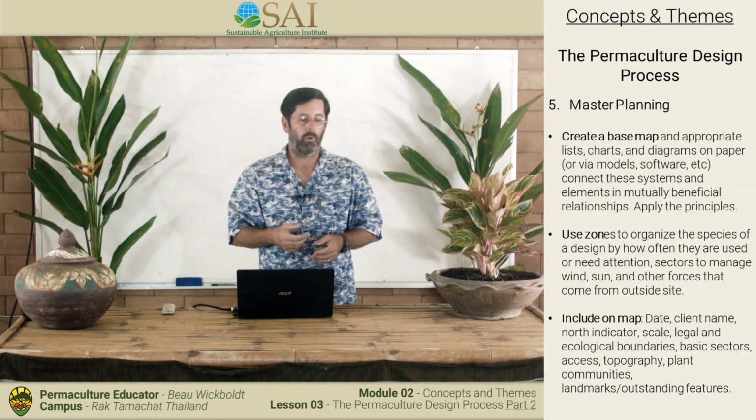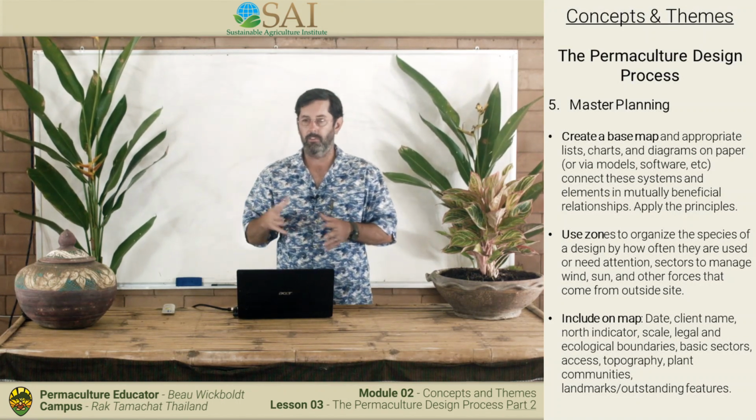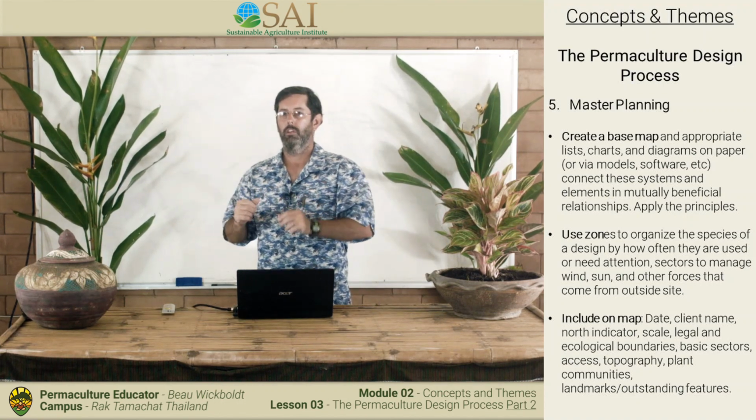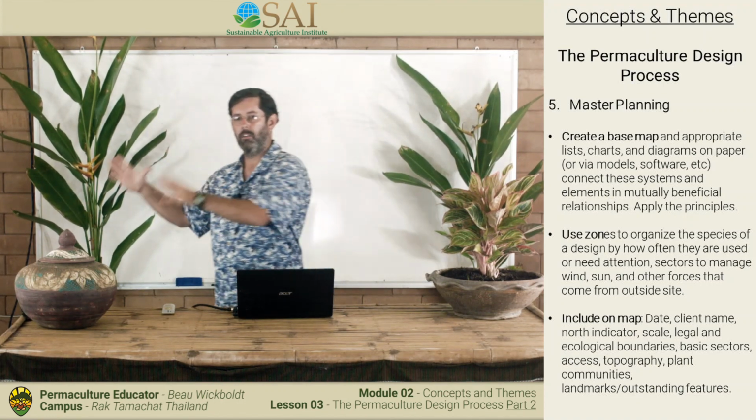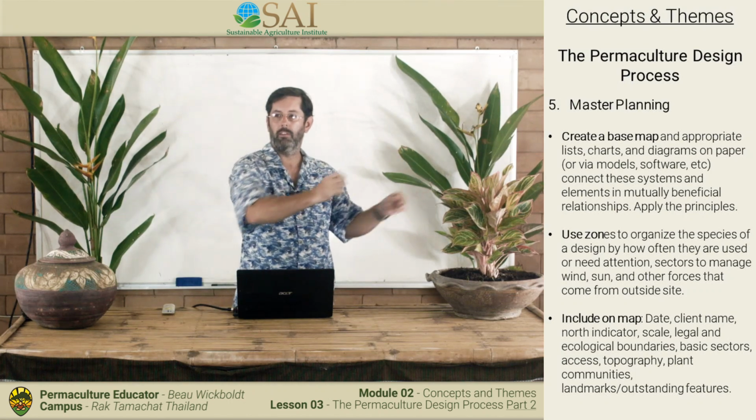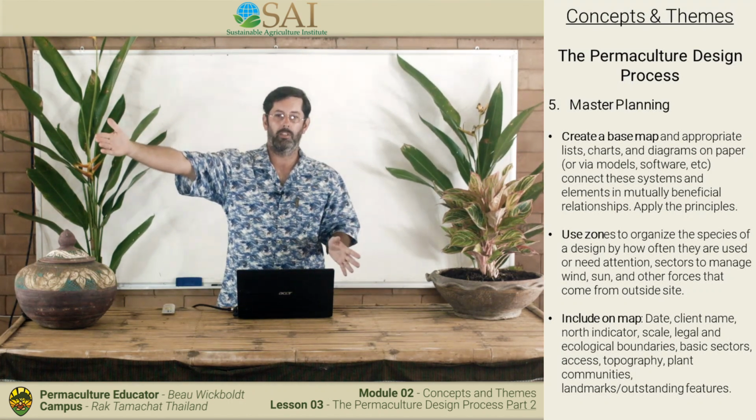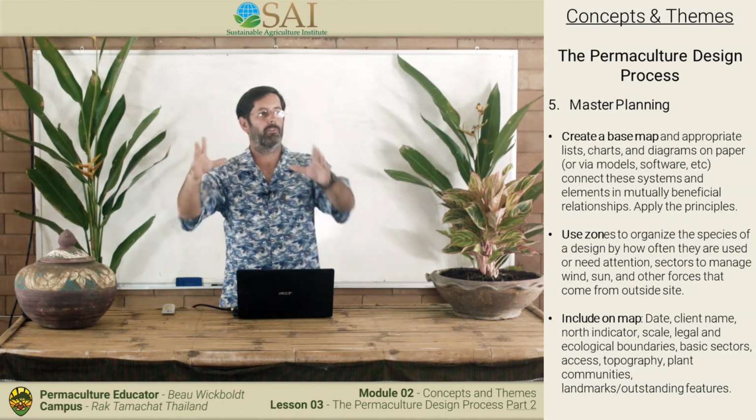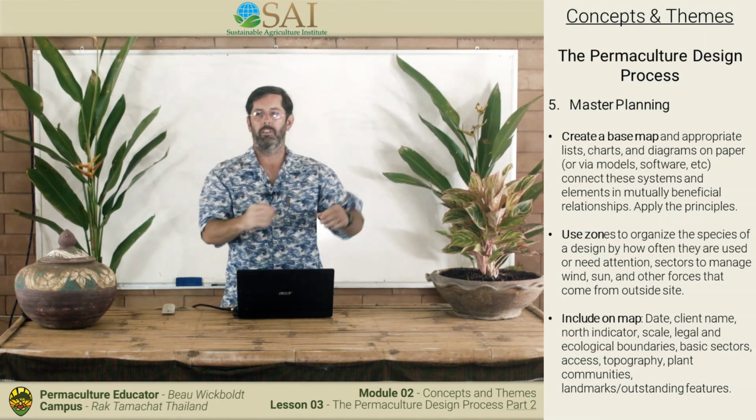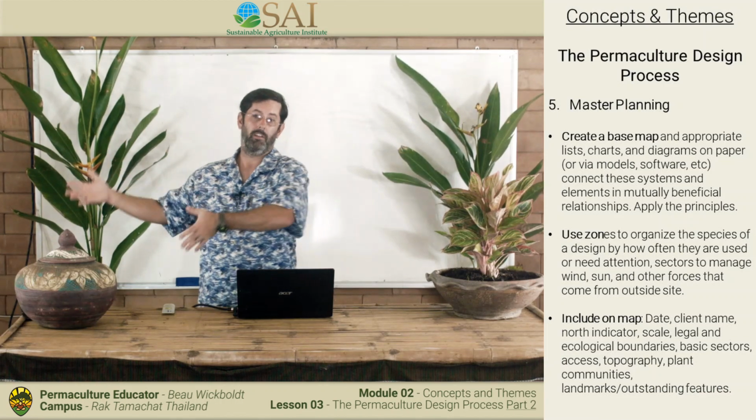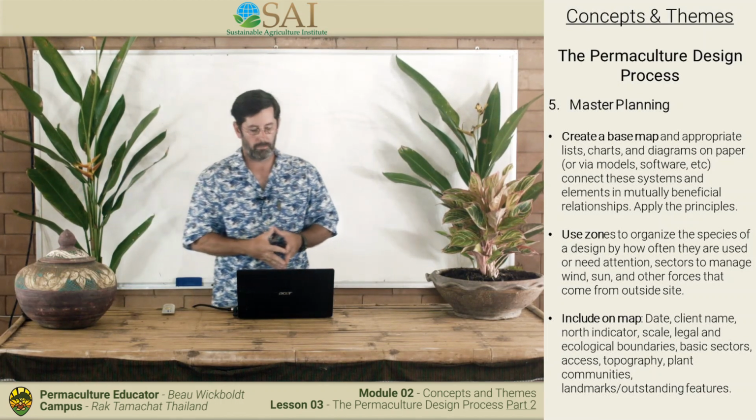Use zones to organize the species of a design. So this is my orchard. This is my food forest. This is my garden, right? This is my pond. This is my broad scale agricultural section where I do have grass, for instance, okay? This is where my animal systems may go if they're herbivores. But this is where my poultry or ducks may go if they're those type of poultry systems.